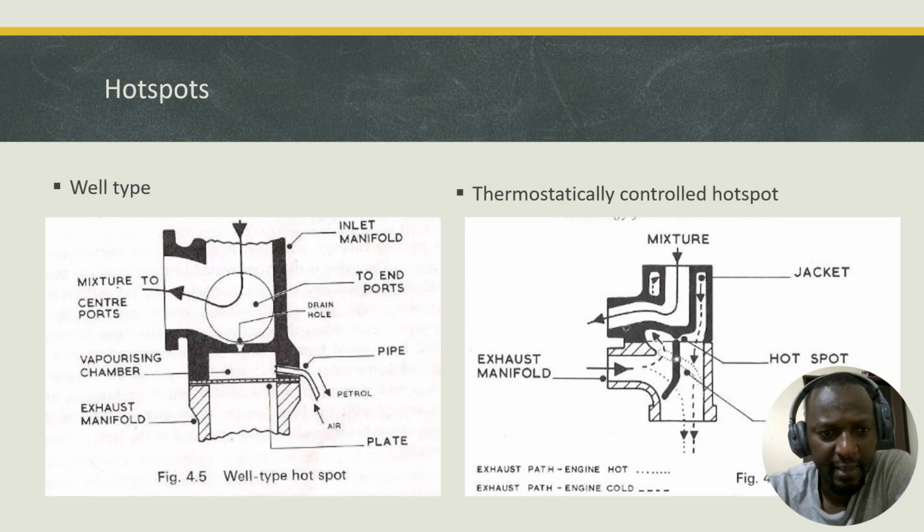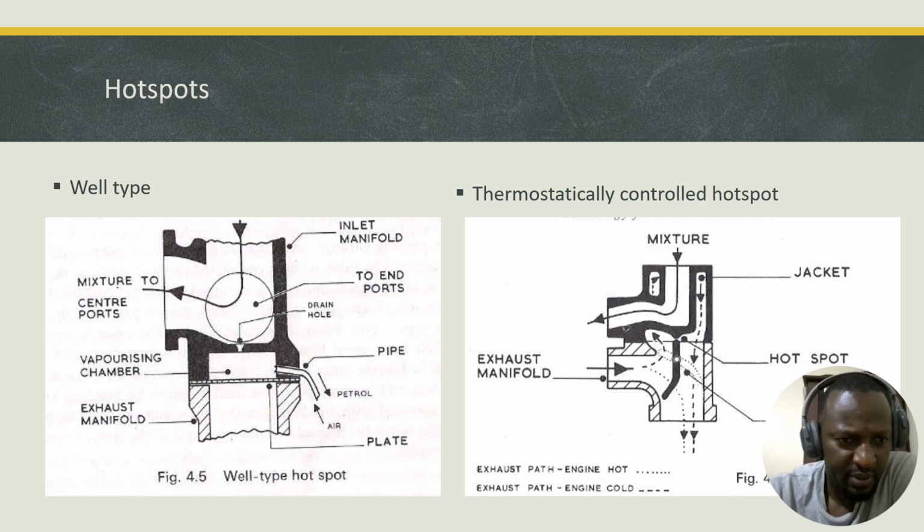I want to just show you some bits of what we call hotspots. I'd like you to read further and look for the other two, where water is used and where an electric heater is used. But here I want to show you a method of conduction where you intentionally create a spot that is hot by using exhaust gases to exchange heat as they leave the engine and transfer heat to the inlet manifold. So we have two types. One is called a well type and the other one is called a controlled type.